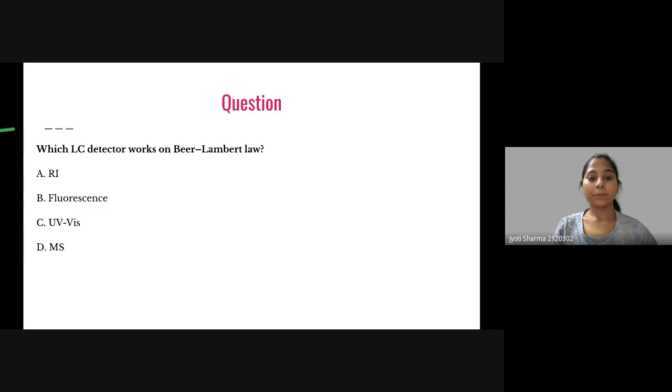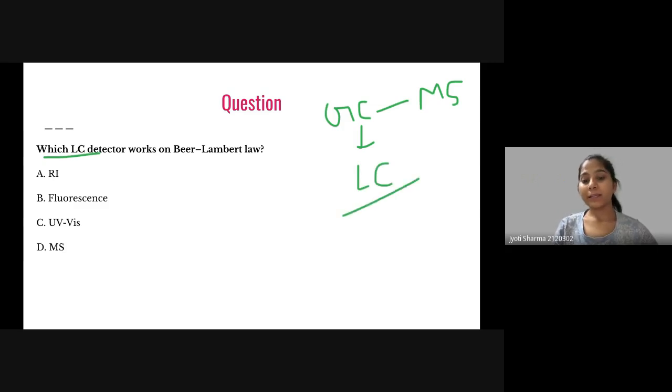Okay, so we talked about GC with a lot of detectors, and at last GC with MS, that is mass spectrometer. But we are moving to LC, that is the liquid chromatography. And again, in liquid chromatography, we do have different types of detectors. For example, RI, fluorescence, visible, MS. So you have to tell me which detector works on Beer Lambert law.